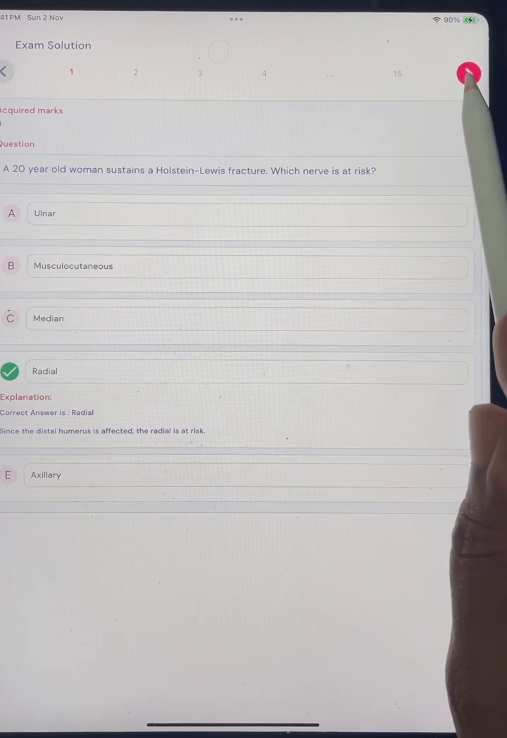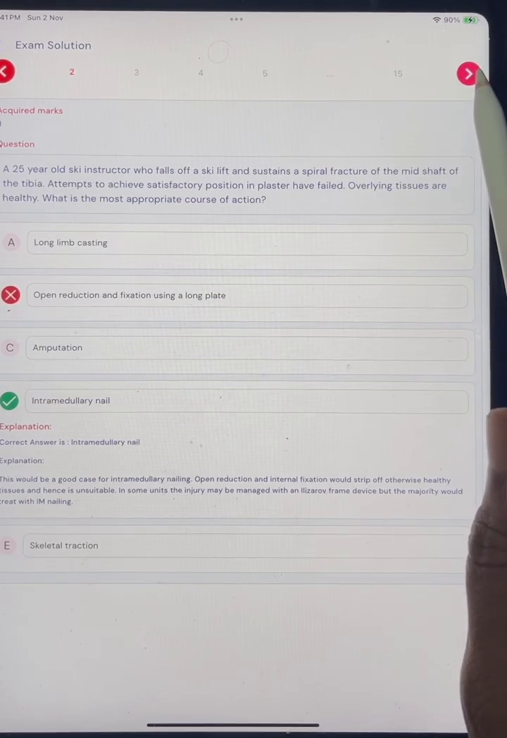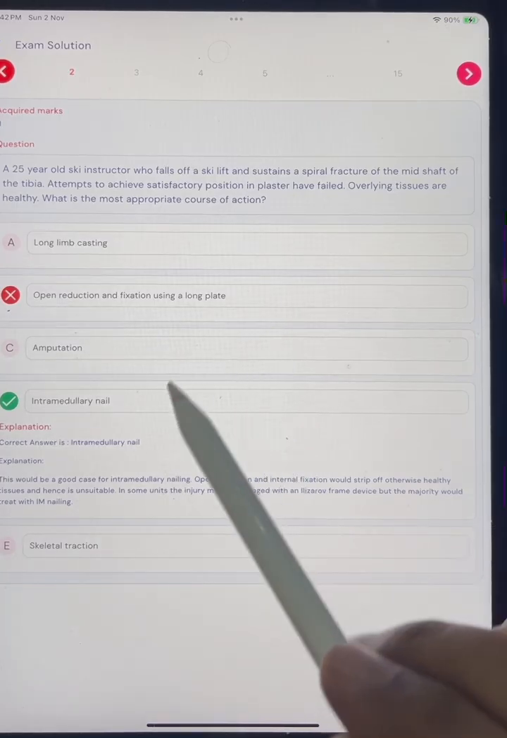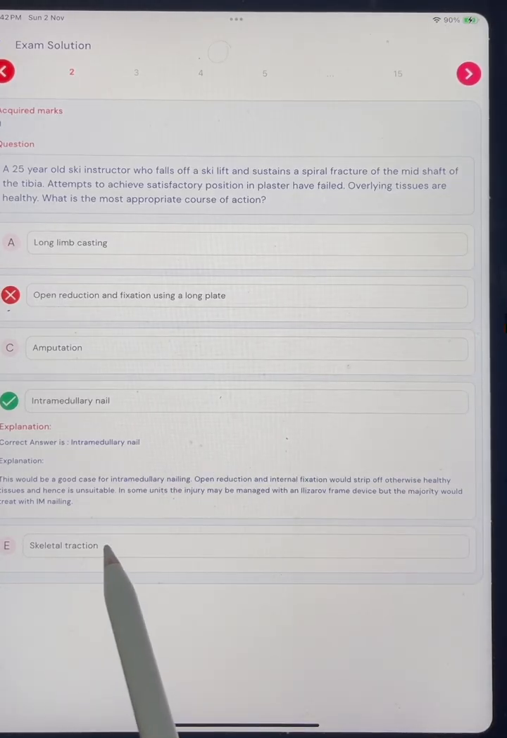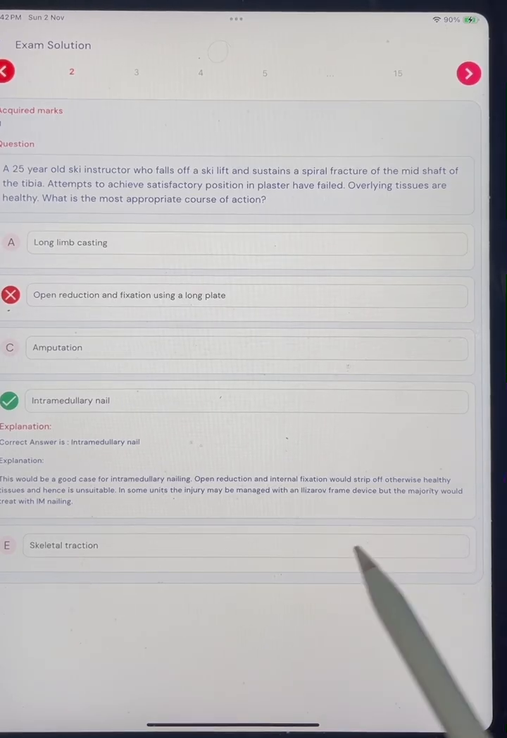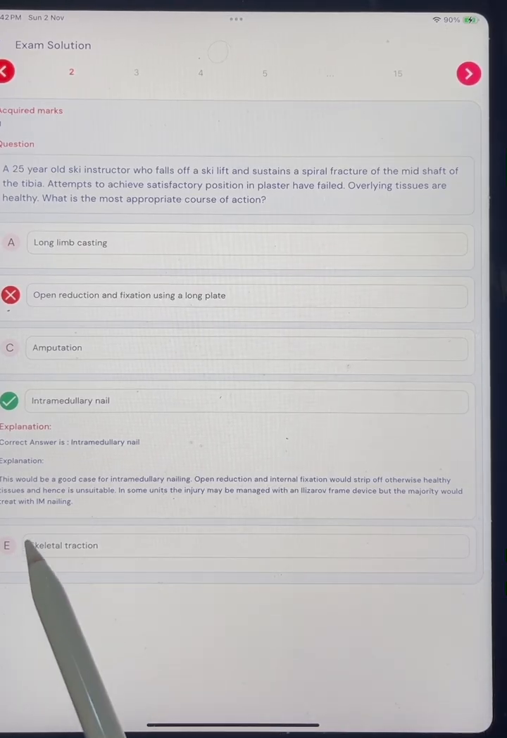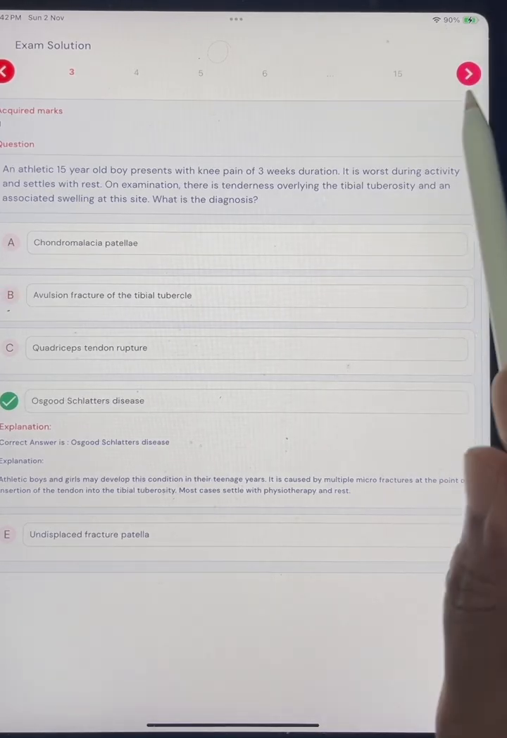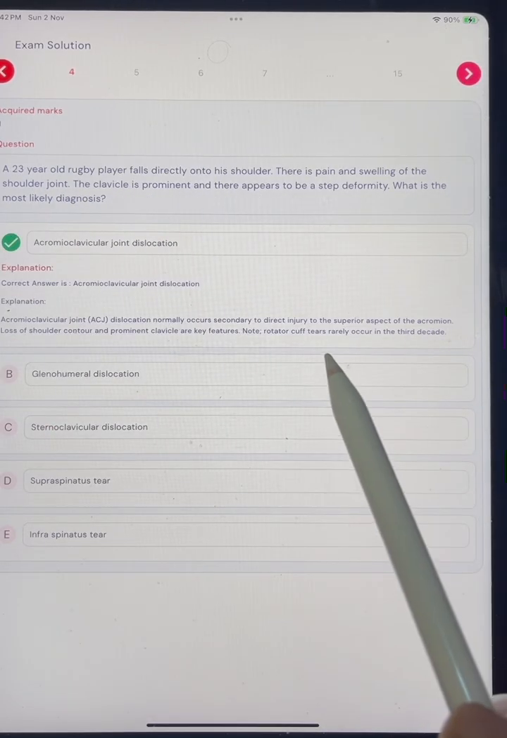Radiologist right. Instead of open reduction, intramedullary nail. This would be a good case for intramedullary nailing. Open reduction and internal fixation would strip off otherwise healthy tissue. So on the second attempt you have to do intramedullary nailing. This was important. Os odontoideum, it's okay.